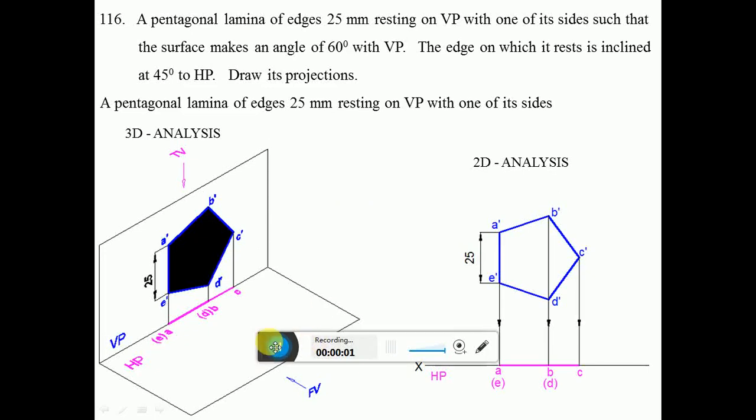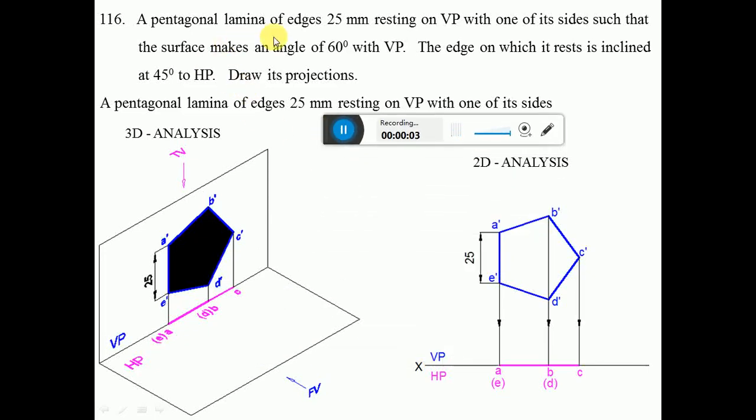Now, a pentagonal lamina of edges 25 mm resting on VP with one of its sides such that the surface makes an angle of 60 degrees with VP. The edge on which it rests is inclined at 45 degrees to HP. Draw its projections.